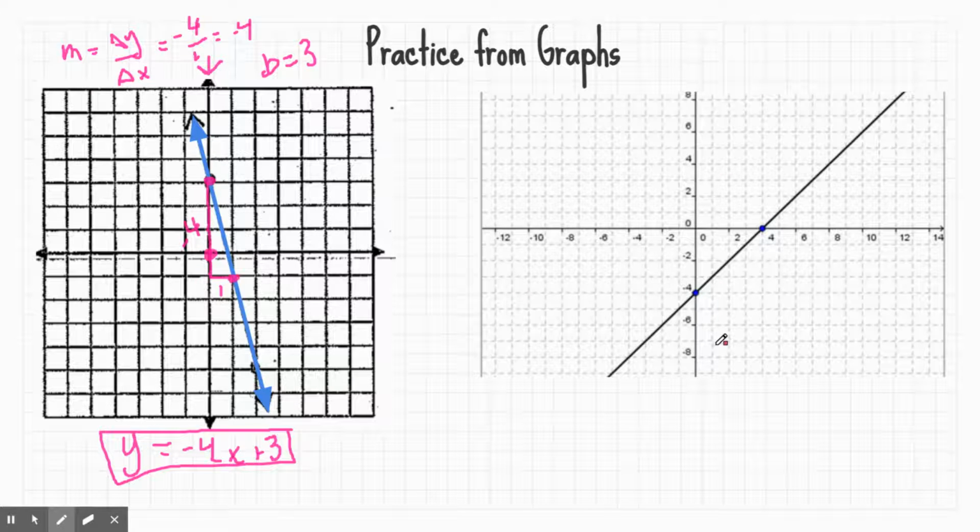So again, I need to find my rise over run for my slope, and I'm going to do that by counting from 2 points. I can see that there's a point here and a point here. So I'm going to go ahead and just count these here. So that's up 1 over 1. That makes my slope 1. And then my y-intercept is right here at negative 4. So my equation is going to be y equals 1 times x, which is just x, minus 4.